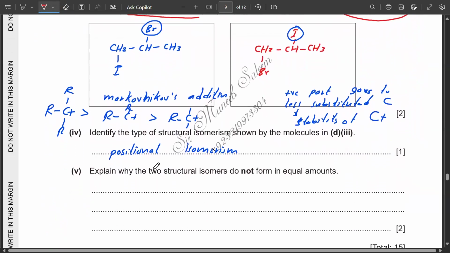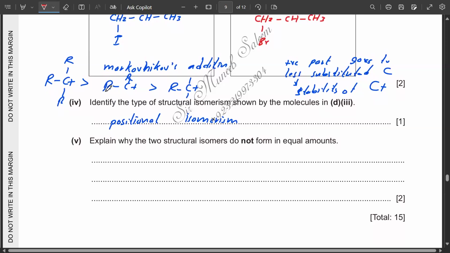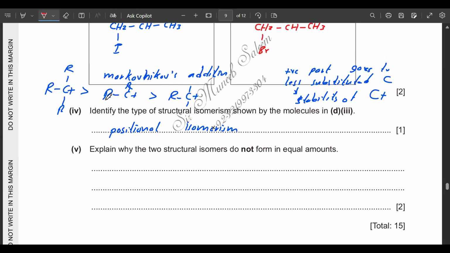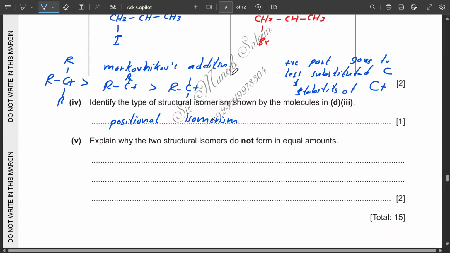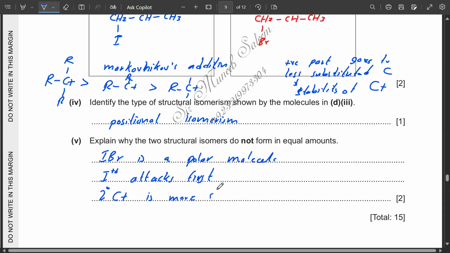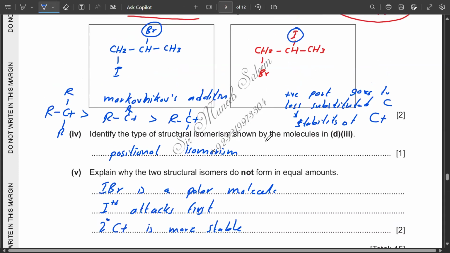So that's the reason that IBr is a polar compound. IBr is a polar molecule, and then the I positive attacks first, according to Markovnikov, according to the reaction type. The one which attacks first will produce a different product than the other. Also, the secondary carbocation is more stable, because the reaction provides us a secondary carbocation.